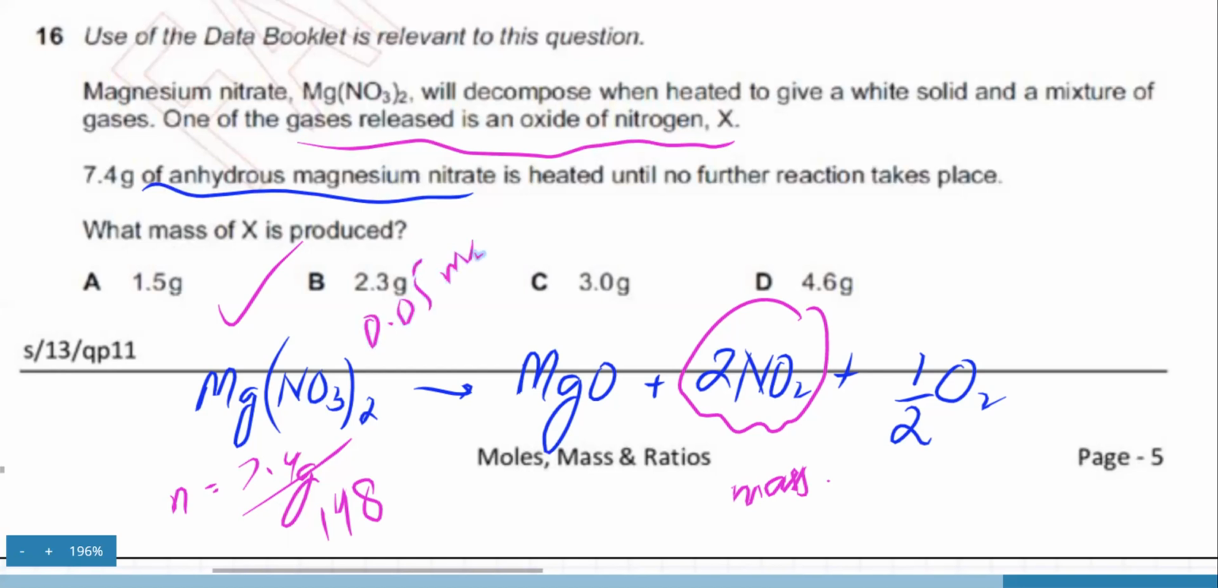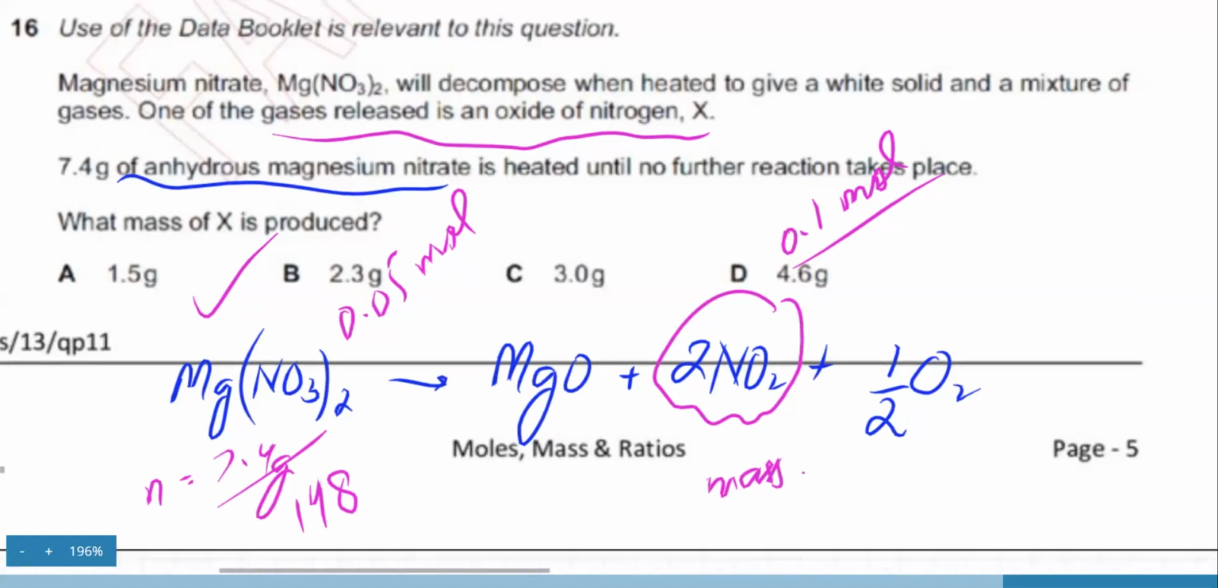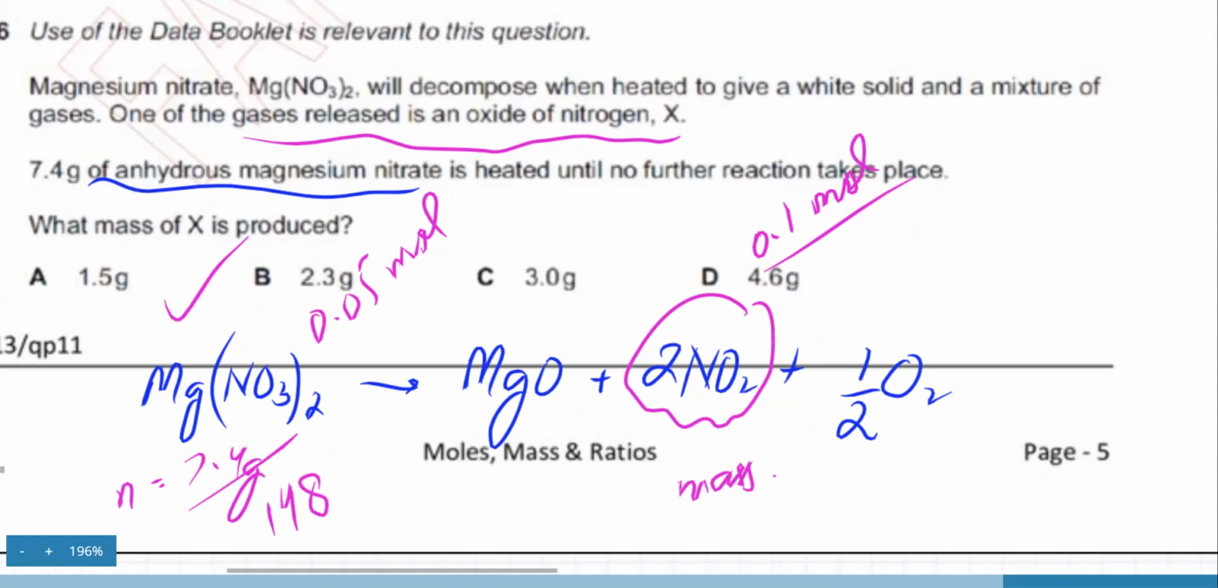What's the moles of NO2 now? Like 0.1. Okay. And what's going to be the mass? I got 6. Six? What is the MR of NO2? I got 60.